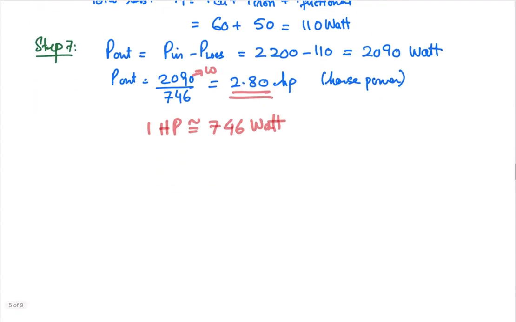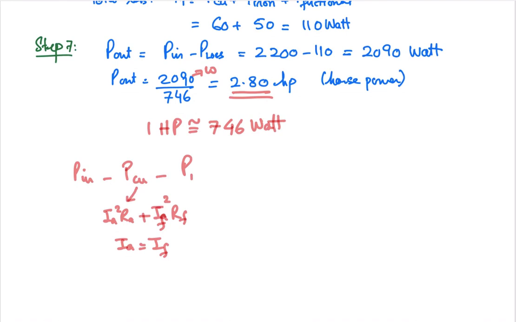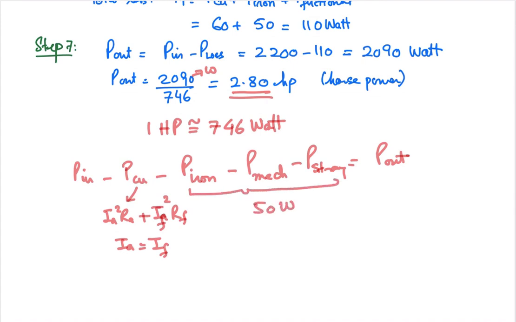So we can make a power flow diagram as well. We have the input power, from that we subtract the copper losses, these are Ia square Ra and the second one If square into Rf, and in the series machine these two are the same. Then minus the iron losses, those are the hysteresis and eddy current losses, minus the mechanical losses, and then the stray losses. So the rest of the power will be available at the output. These are given lumped together in this particular case as the 50 watt.